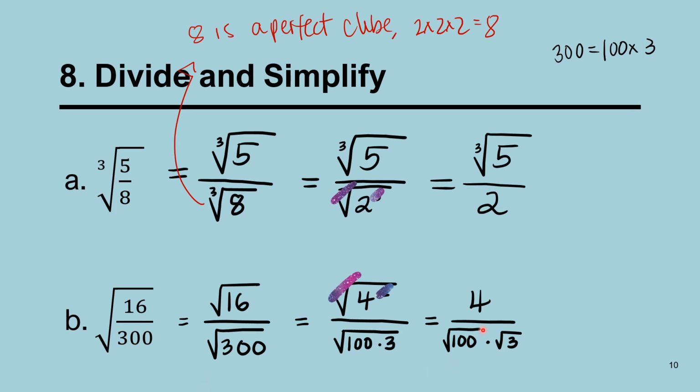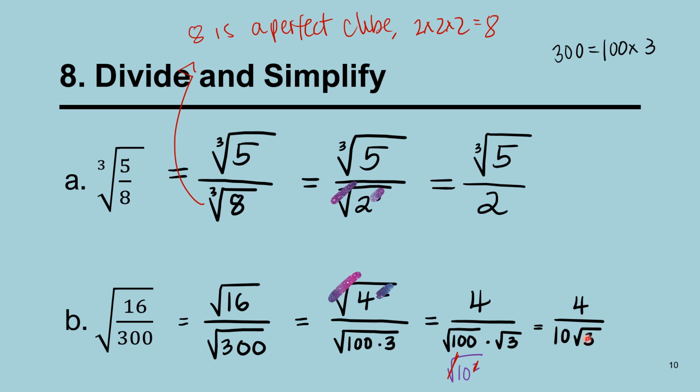Square root of 100, 100 is a perfect square. We know that this is the same thing as 10 squared. And again, a square root cancels with a square. Right, so that leaves you with 4 over 10 times the square root of 3. And normally you would be done at this point, but since 4 and 10 both are divisible by 2, we do have to simplify this.